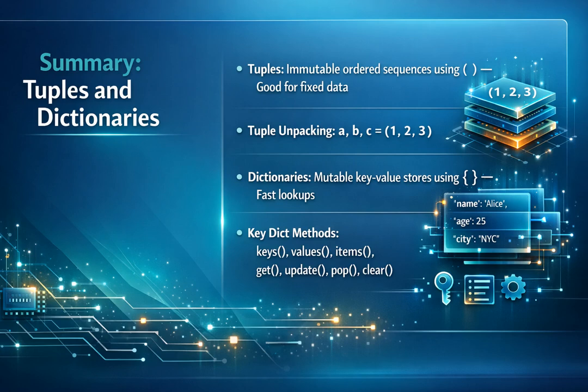Chapter 10 covered two fundamental data structures. Tuples, immutable ordered sequences in parentheses, are ideal for fixed, unchanging data and can serve as dictionary keys. Dictionaries, mutable key-value mappings in curly braces, provide fast, readable access to structured data. Together with lists, these form the core of Python's data handling capabilities.